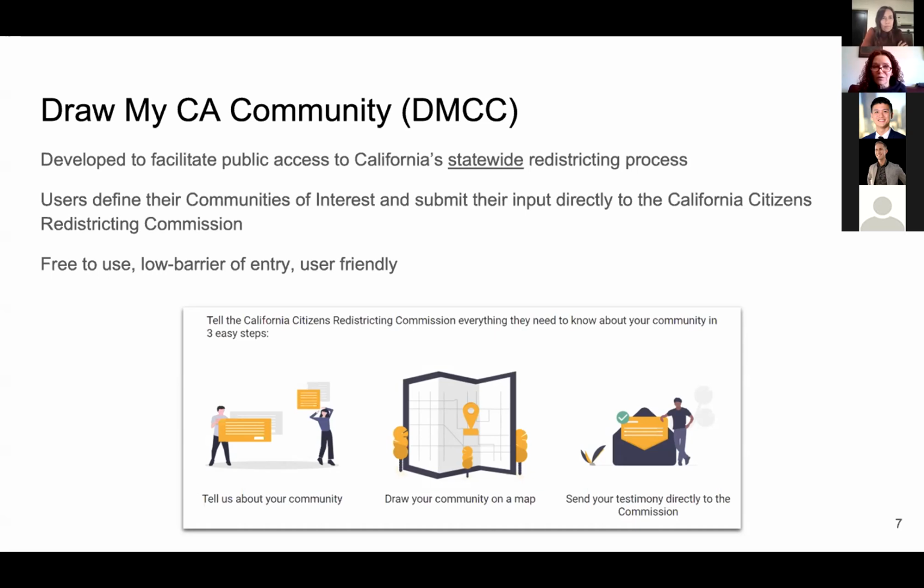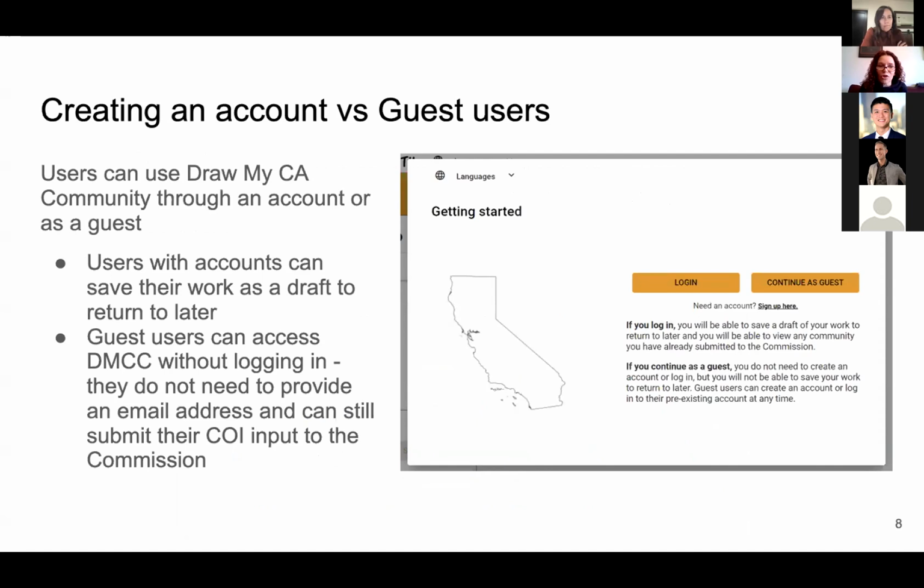Users can define their communities of interest and then submit that input directly to the California Citizens Redistricting Commission, the CRC. And our goal was to create something that is free to use, low barrier of entry, and user-friendly. Next slide, please. So you'll see some of the screenshots here, and I'm going to fly through these slides because you'll have them available, and of course you can go on the website and take a look at it. You can create an account versus being a guest user, so you don't have to tell anybody who you are. You can still use it. You can save your work if you did create an account, and then you can return to it later. And guest users can also access the tool without logging in. They don't have to provide anything. They can still submit their community of interest. They can also download it.